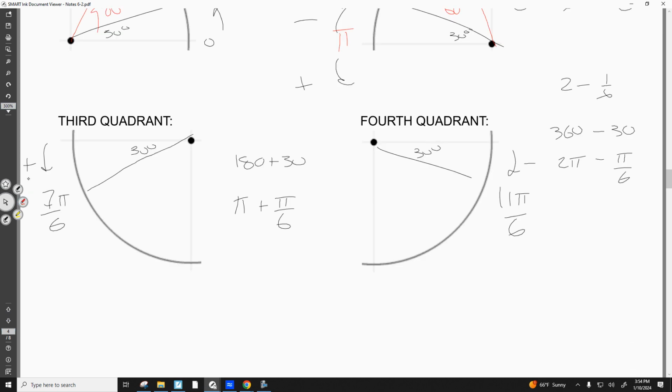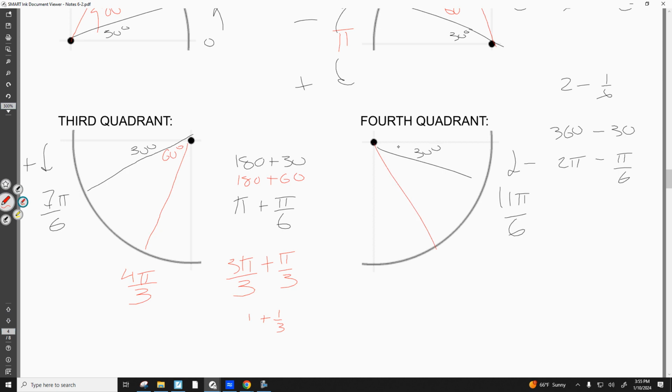Here, I would do 180 plus 60 to get this radian measurement. That's pi plus pi over 3. Pi plus pi over 3 is like 1 plus a third. What's 1 plus a third? 4/3, so pi plus pi over 3 is 4 pi over 3. You could change pi into 3 pi over 3.